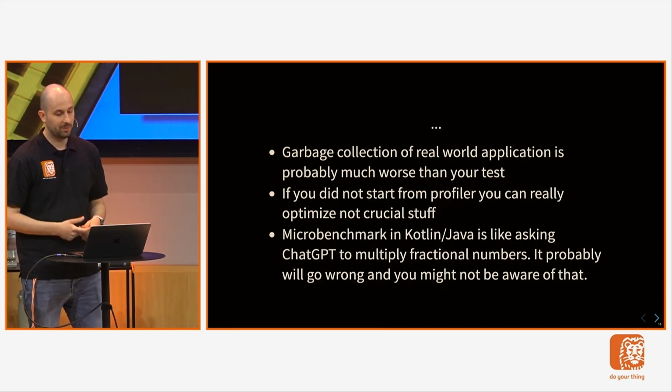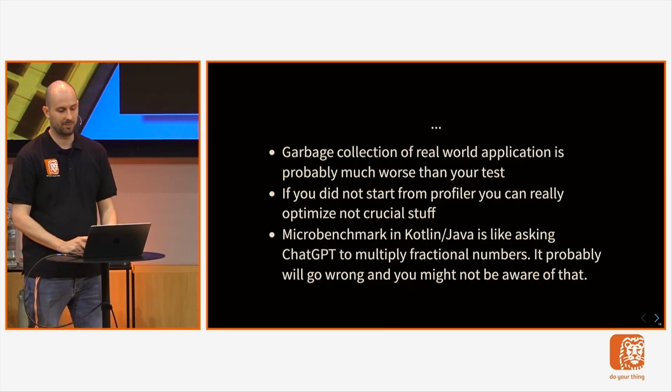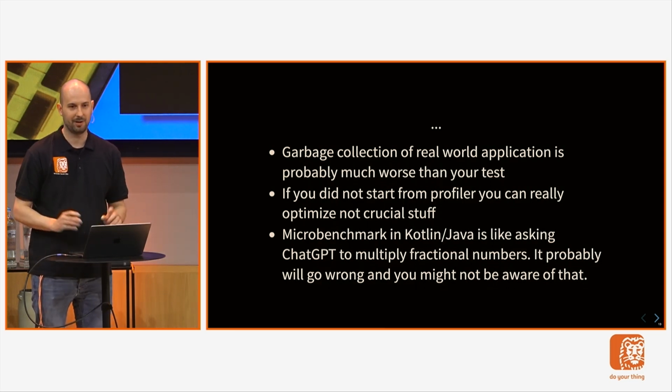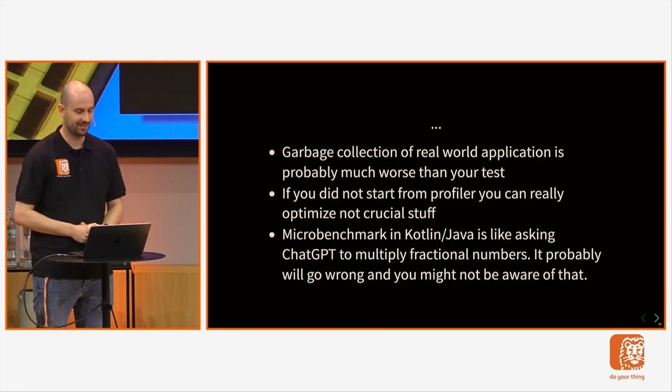Lastly, this micro-benchmarking in Kotlin and Java is like asking ChatGPT to multiply fractional numbers. It will give you results, but probably wrong, and you won't be aware of that. Now I think it's a bit fixed, but yeah, if it's a plain large language model, it won't.